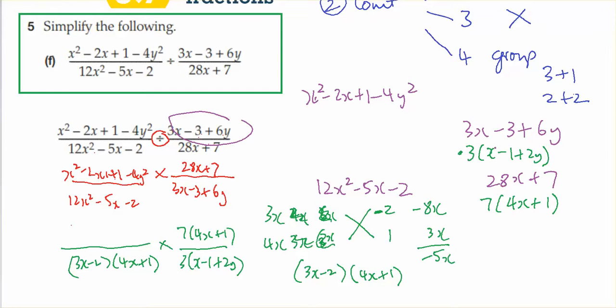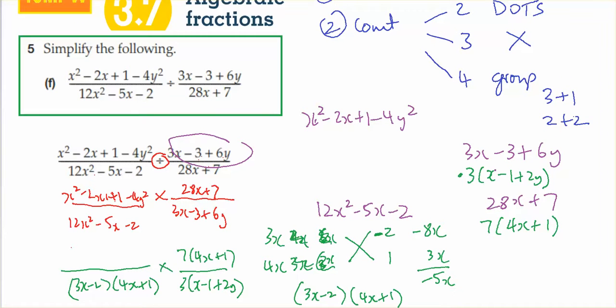I can count the terms and it's 4 terms. So I can either group 3 and 1 or group 2 and 2. I'm liking having the minus 4y squared at the back, because if I could turn this into a perfect square, I could have the difference of 2 squares.